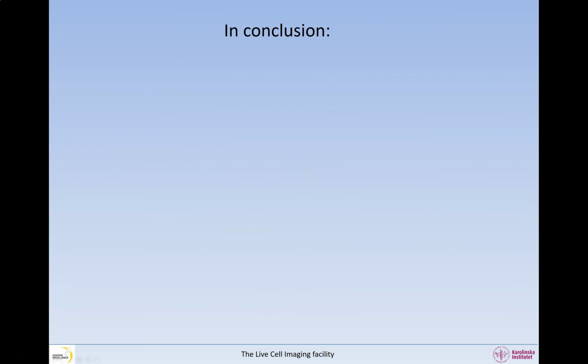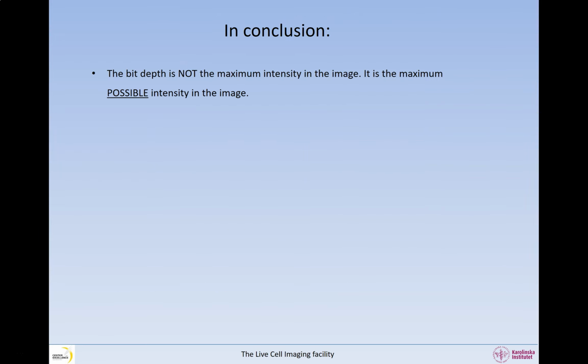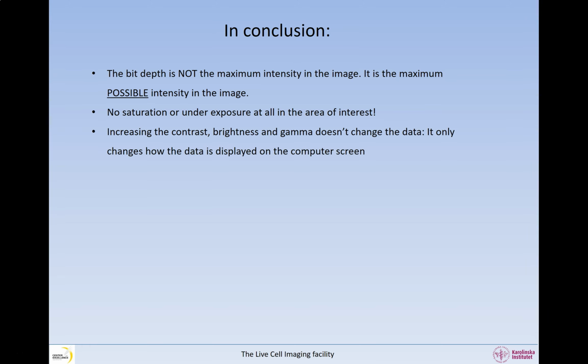In conclusion, remember that the bit depth is not the maximum intensity in the image, it's the maximum possible intensity in the image. When setting your imaging parameters, you should set them so that you do not have any saturation or underexposure at all in the area of interest. Remember that increasing the contrast, brightness and gamma doesn't change the data. It only changes how the data is displayed on the computer screen.